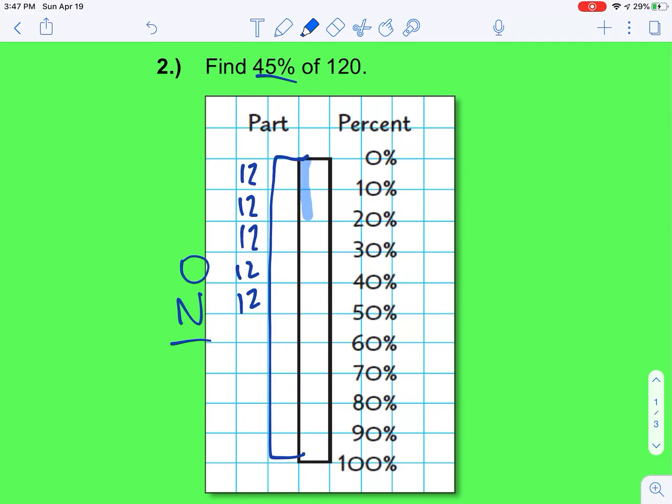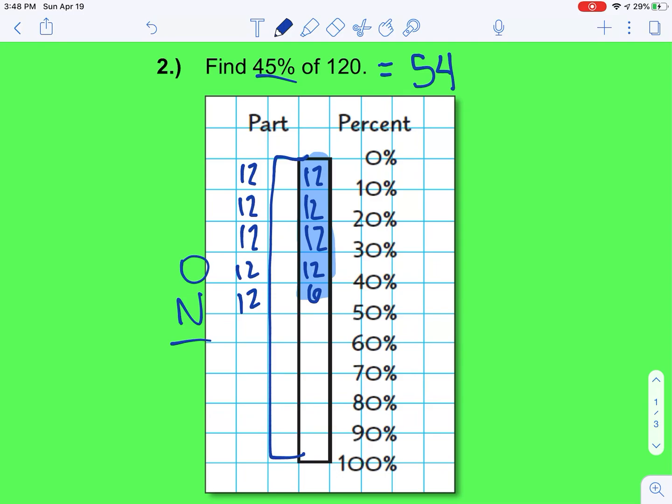So there's 10, 20, 30, 40. All right, there's 40, and then halfway through would be 45. So I've got 12 here, 12 there, 12 and 12. So I'm up to 48, and then I have a half. Well, half of 12 is 6, and 48 plus 6 is 54. So it means that 45% of 120 is 54.